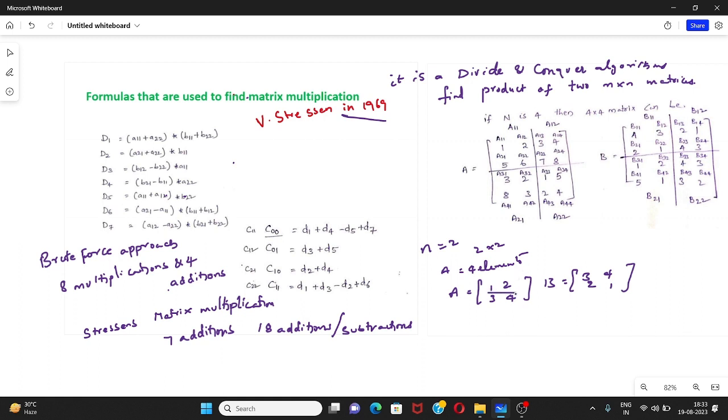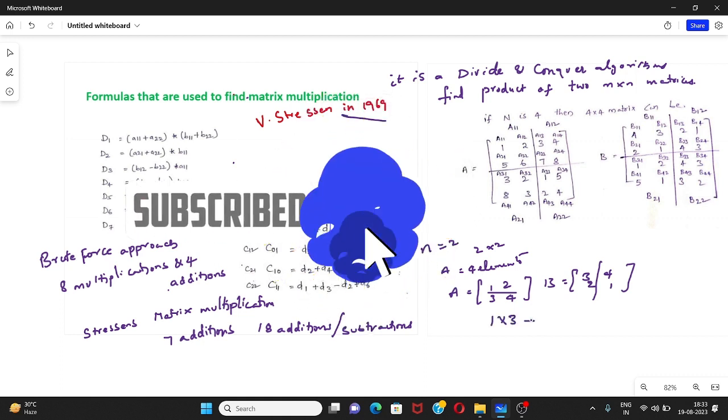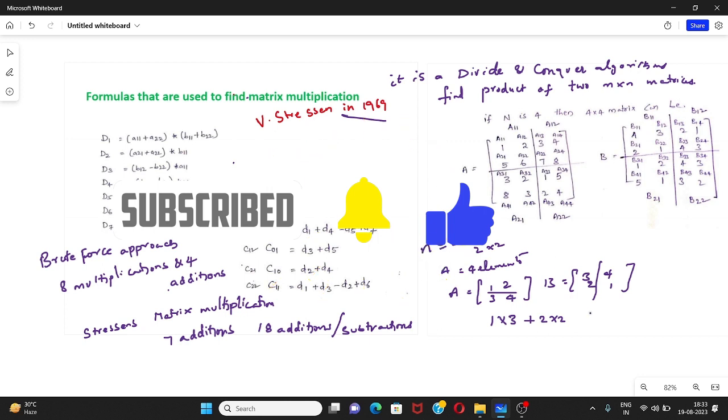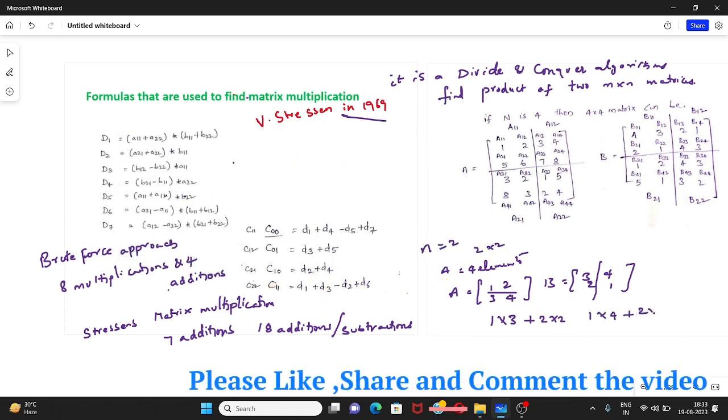Simply, to perform a multiplication, you take the corresponding row and column and do a multiplication along with an addition operation. So you take 1 multiplied with 3 plus 2 multiplied with 2, and then 1 multiplied with 4 plus 2 multiplied with 1, and 3 multiplied with 3 plus 4 multiplied with 2, and then 3 multiplied with 4 plus 1 multiplied with 4. Simply we can do a 2 by 2 matrix multiplication. It takes 8 multiplications along with 4 additions.